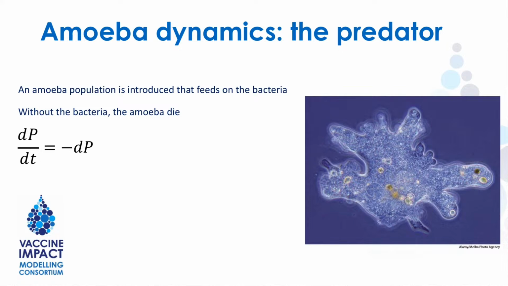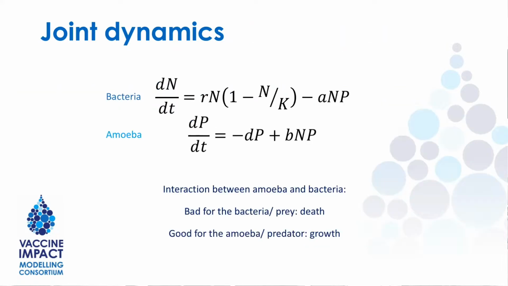Okay, so far we've got two equations, and they're not linked. So we can start bringing them together. Again, we've got our bacteria population up here and our amoeba population here. The amoeba are going to be eating, or predating, on the bacteria. So far, we've thought about what each population is going to do without the other one. For the bacteria, this is looking good: they're just going to grow to their carrying capacity and stay there. For the amoeba, they're essentially going to die out.